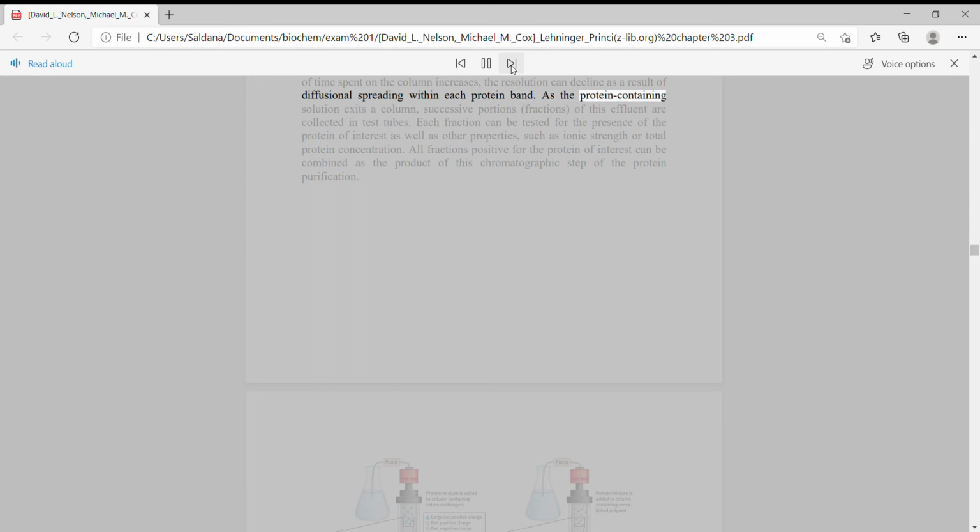As the protein-containing solution exits a column, successive portions, fractions, of this effluent are collected in test tubes. Each fraction can be tested for the presence of the protein of interest as well as other properties, such as ionic strength or total protein concentration. All fractions positive for the protein of interest can be combined as the product of this chromatographic step of the protein purification.